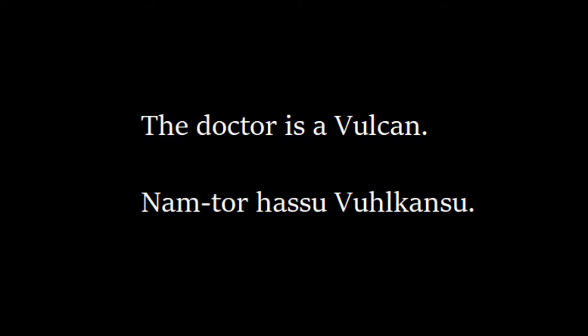As we covered in the last lesson, Vulcan is a VSO, or verb, subject, object language. So, in the last sentence, "The doctor is a Vulcan," we started with the verb, to be, namtor, followed by the subject, the doctor, or hassu, and then the object, a Vulcan, Vulkansu. You might be wondering at this point how you're supposed to say a and the in Vulcan. The answer is, in modern Golic Vulcan, you don't. Traditional Golic Vulcan used the word for one as a or an, but unless you're planning on time travel as well as space tourism, you don't need to know that.